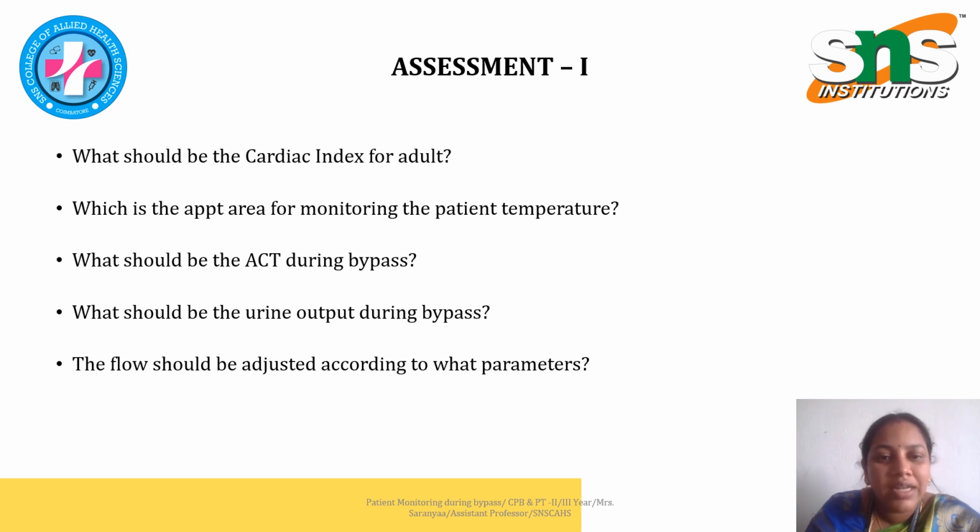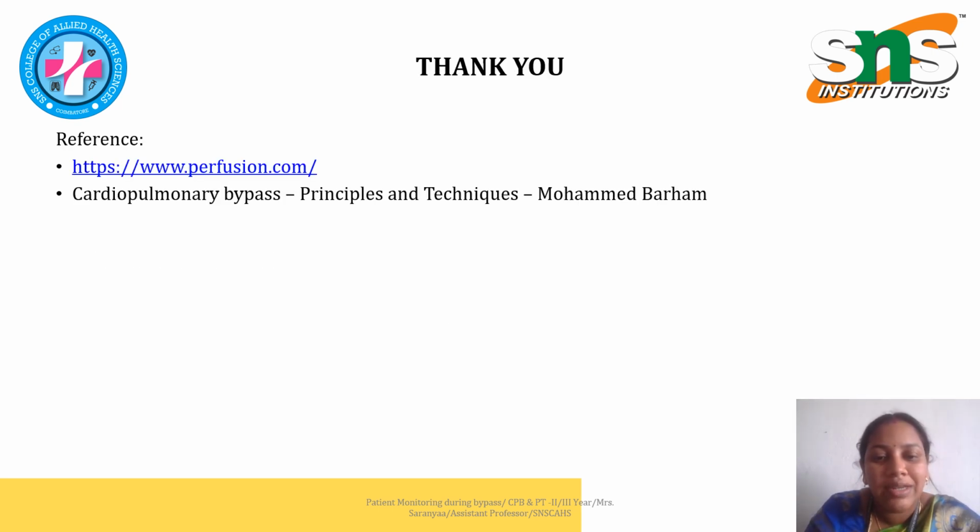The cardiac index should be set at 2.4, and the apt area for monitoring the patient's temperature should be the nasopharyngeal site. ACT should be maintained at more than 480 seconds. Urine output also should be monitored, every 30 minutes you want to monitor the urine bag, and flow should be according to the parameters. What are the parameters? The parameters of flow, pressure and resistance.